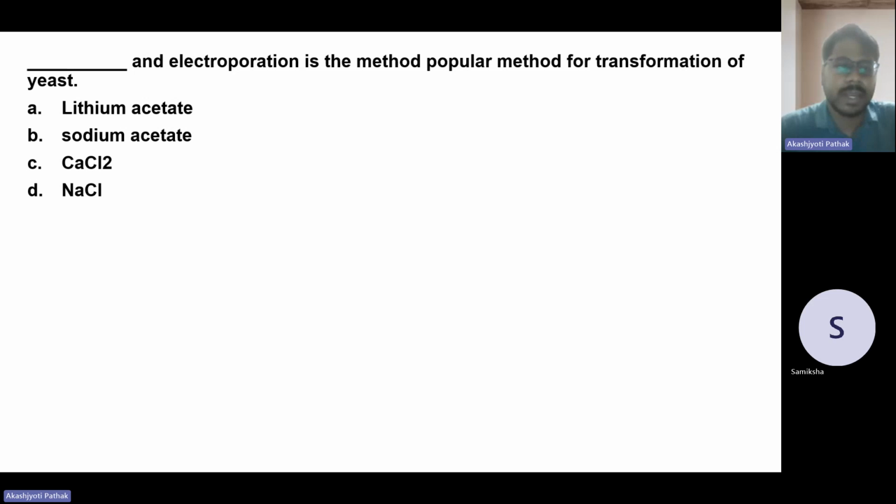Lithium acetate and electroporation are the popular methods for transformation of yeast. For bacteria it was calcium chloride; for yeast it is lithium acetate, and lithium acetate and electroporation have to be used together. These things do not require much understanding, you have to remember them. What are the different chemicals used for transformation of yeast, and what is used for transformation of bacteria?